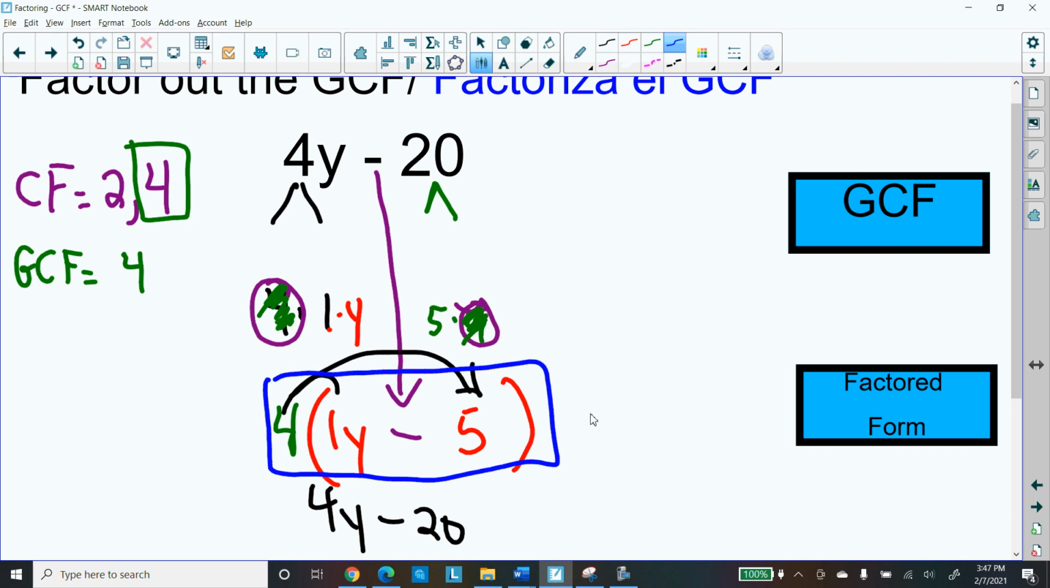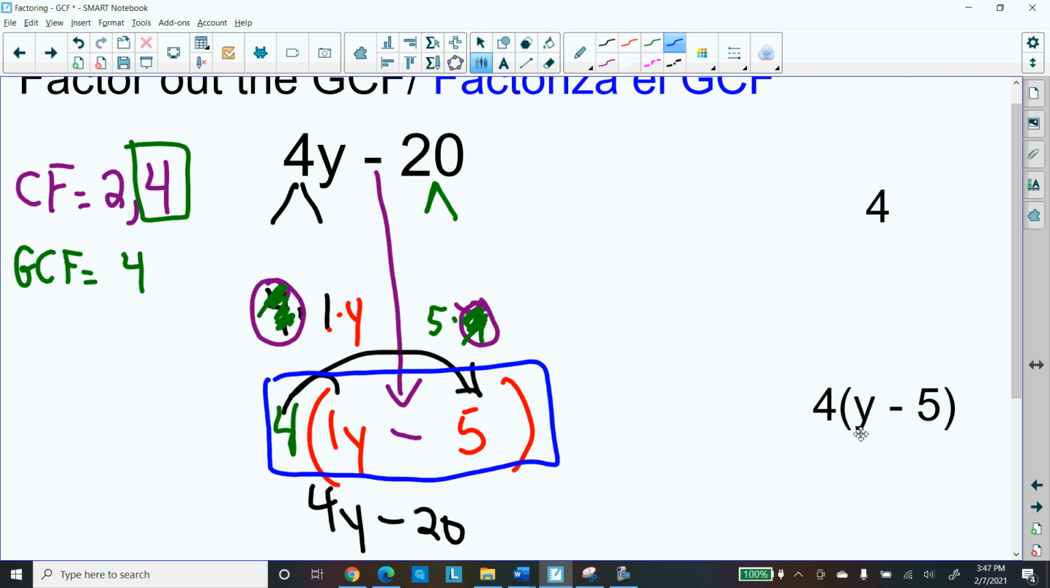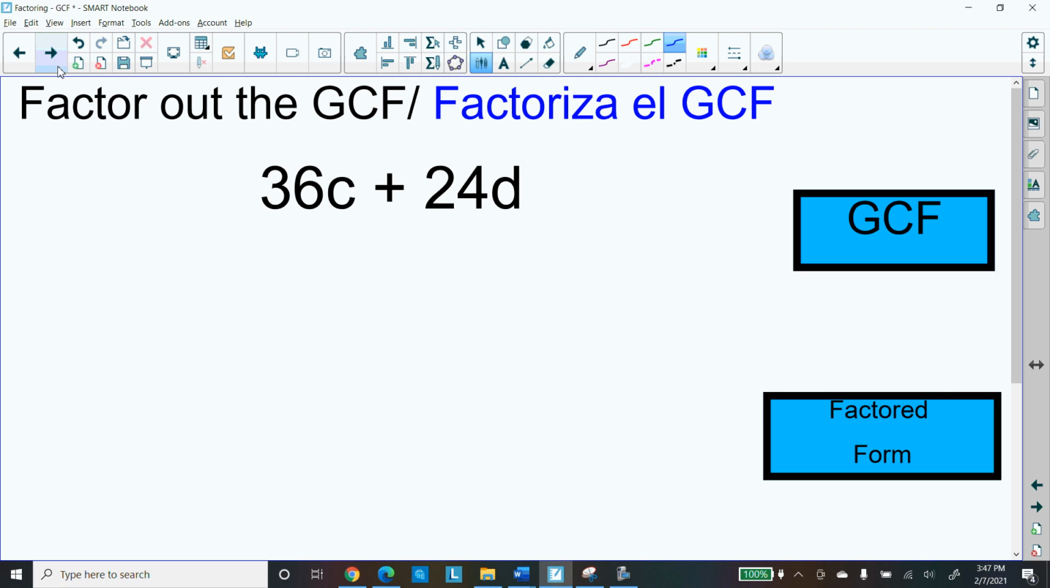So we are learning how to factor. My GCF, I found that was 4, and in factored form is 4 times y. Notice I didn't include the 1, but you don't have to if you don't want to, minus 5. So there is our factored form. So here's one for you. See if you can figure it out. Stop the video, pause it for a few seconds, and see if you can figure out what's the GCF, and then write it in factored form.